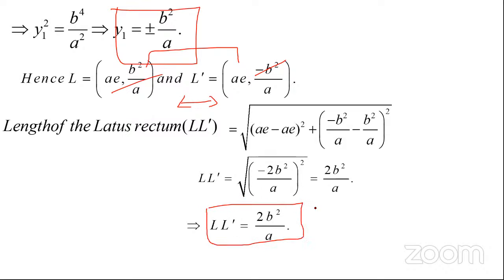For the ellipse where a is greater than b. If a is less than b, then you will get 2a square by b. We can prove that one after this.